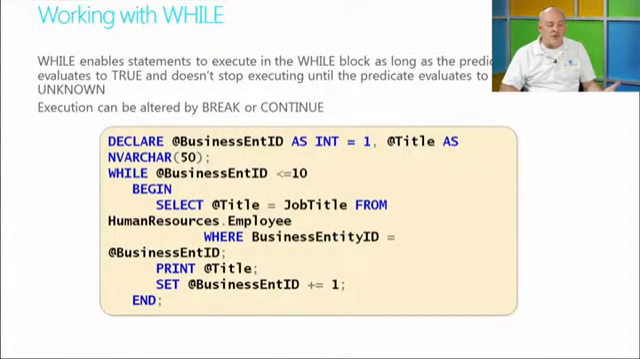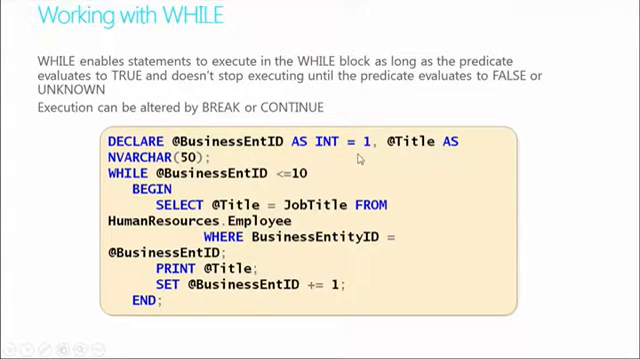We can also introduce the use of a while. So what we have here is we're going to declare a variable called business ent ID as an integer, and we're also declaring title as an nvarchar 50. And while business ent ID is less than or equal to 10, so we're going to give it some parameters, we're going to do a select title and job title from the employee table, where business ID equals what we passed in as business ID. We began with 1 here. We're going to print the title, or the nvarchar, for that business ent ID. And then we're going to set the business ent ID to equal what it is now plus 1. Because eventually, in order for this while loop to end, we've got to get it up to number 10.